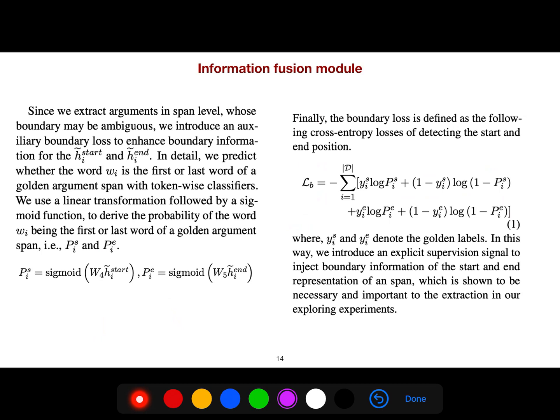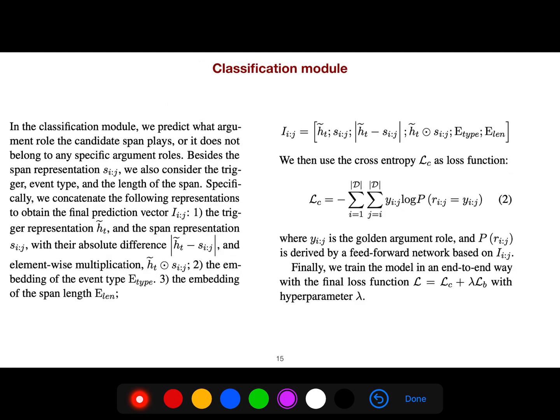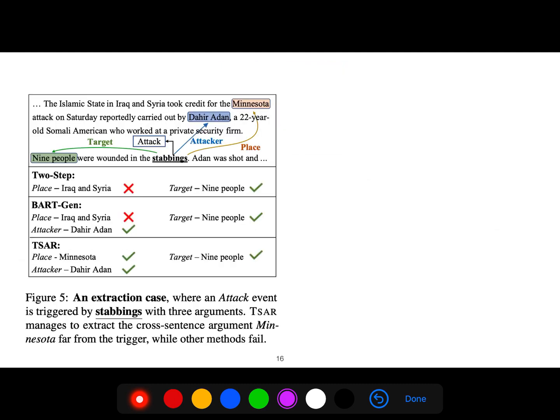Finally, the boundary loss is defined as a cross entropy loss. And for classification loss, we use this. So finally, we train the model end to end. We have classification loss and boundary loss.